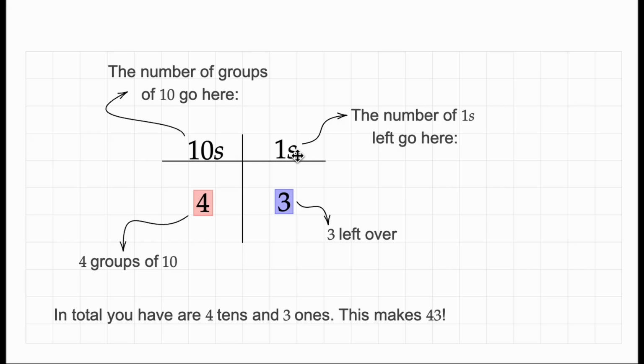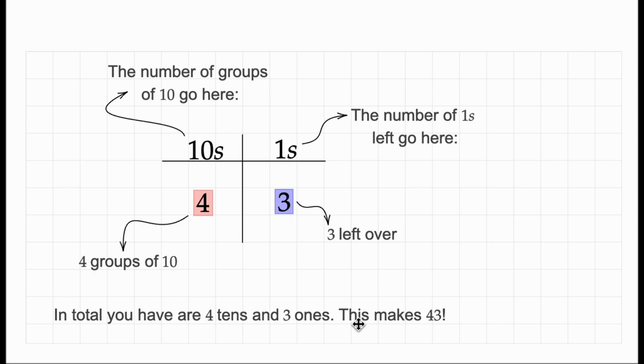There are 2 columns, the ones column and the tens column. The number of ones goes in this column, so there were 3. And the number of tens goes in this column, so there were 4. In total, you have 4 10s and 3 ones. That makes 43.